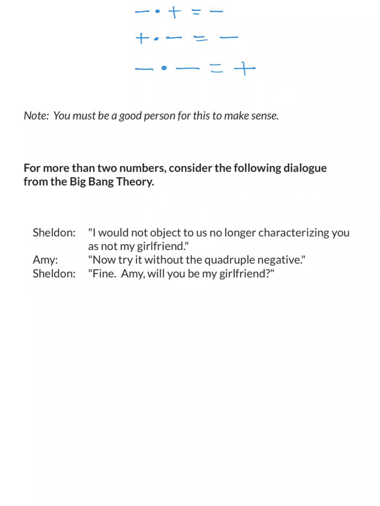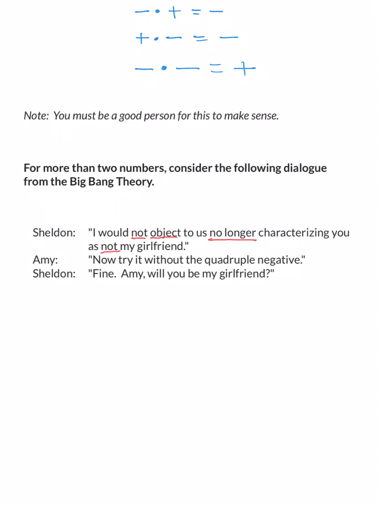So let's see what we have here. Our negatives, not and object, are both negatives. No longer is a negative, and not is a negative. Upon that, Amy says, "Now try it without the quadruple negative." So this very long statement is, "Fine, Amy, will you be my girlfriend?"